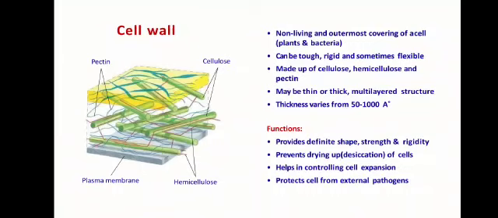The thickness of the cell wall varies from 52,000 Angstrom. The main functions of the cell wall are providing a definite shape, strength, as well as rigidity to living things. It prevents drying up, that is desiccation of the cell, and also helps in controlling cell expansion. It protects the cell from external pathogens.